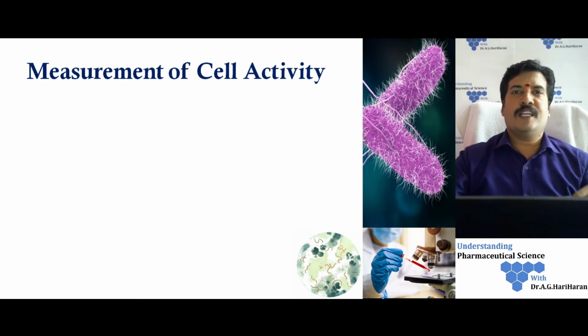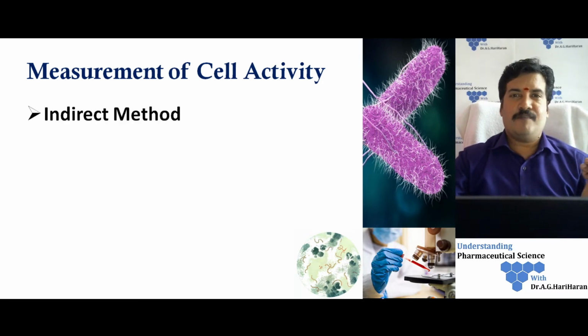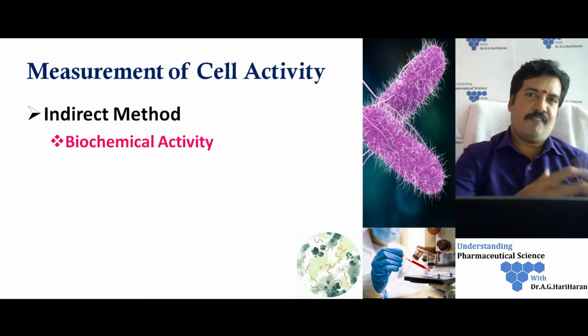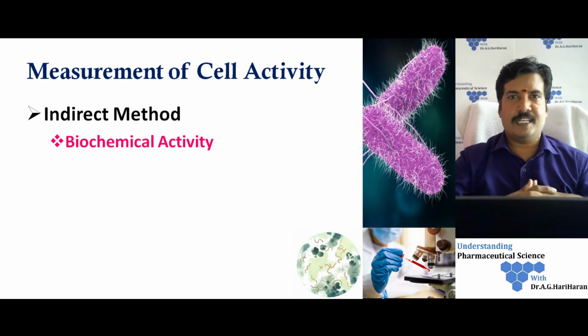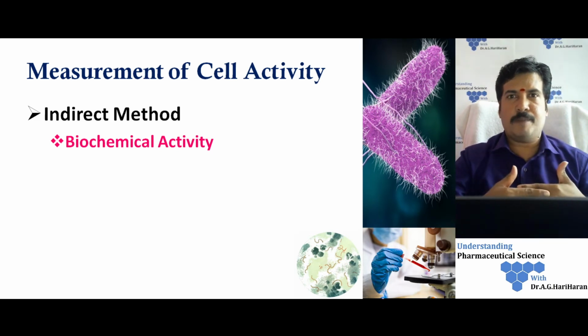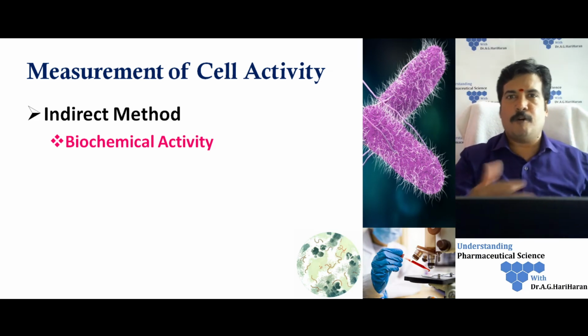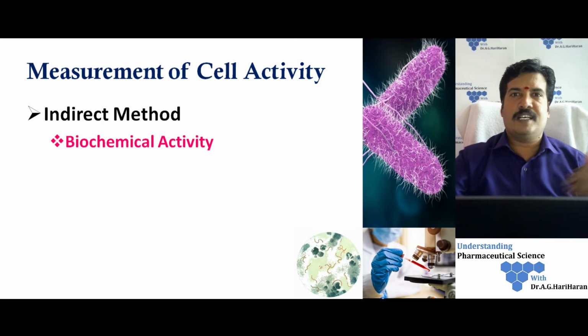And the last one is the measurement of cell activity. This is an indirect way of measuring the metabolic activity of microbial cells in a population. Based on the biochemical activity of consuming particular nutrients and forming particular products, the number of viable cells present in a particular sample can be estimated.